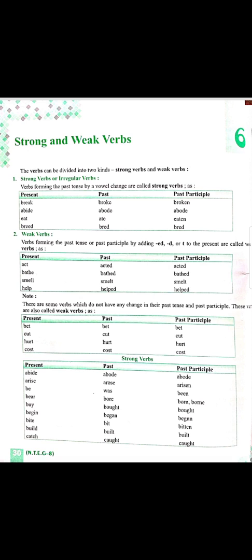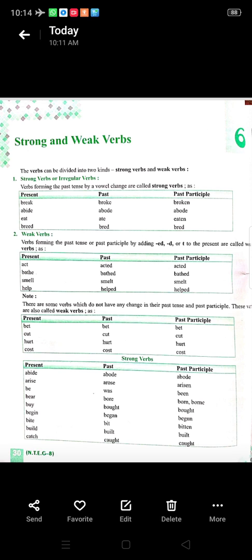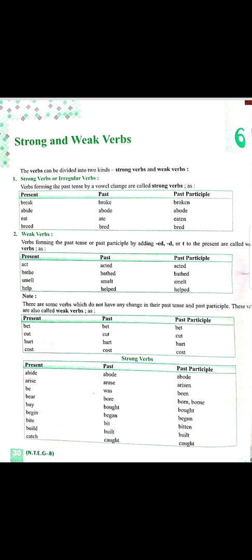How? You could see here in present it is written as break, B-R-E-A-K. Here the vowel is E. We have changed that vowel from the present tense to the past by adding O. So it becomes broke. Then the past participle, or third form, is broken. Right. Now let's consider weak verbs.